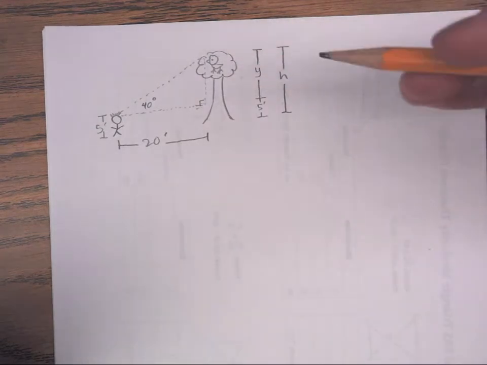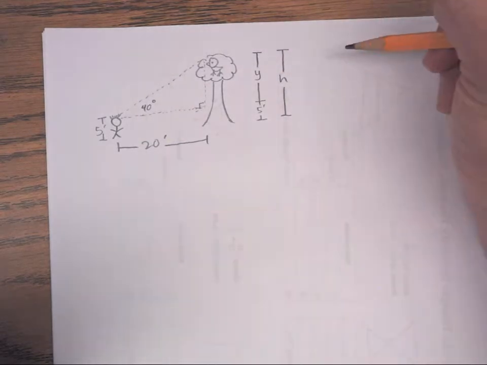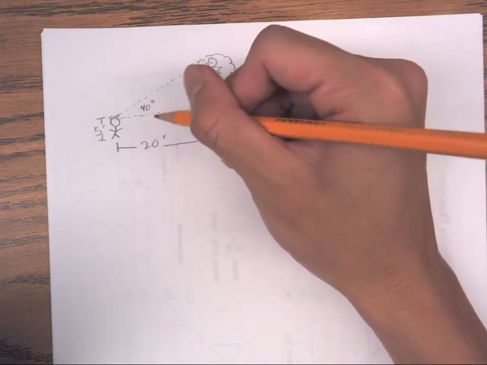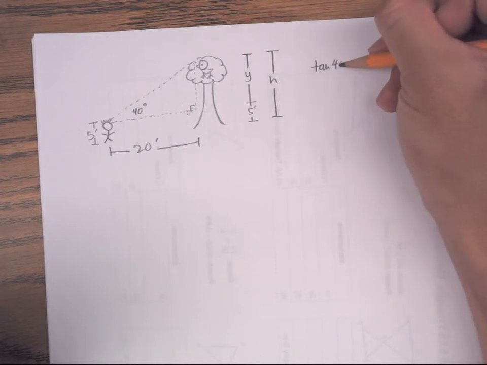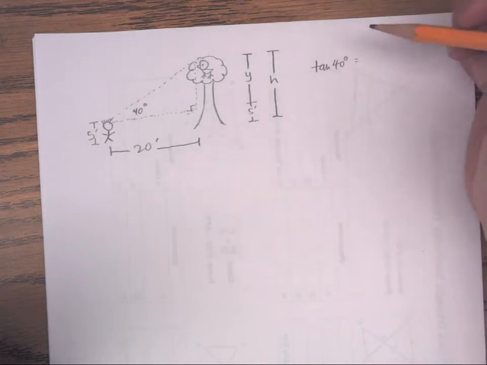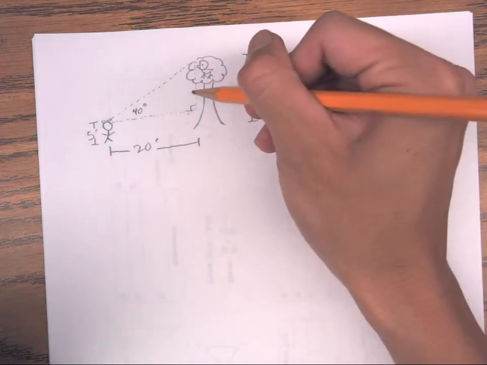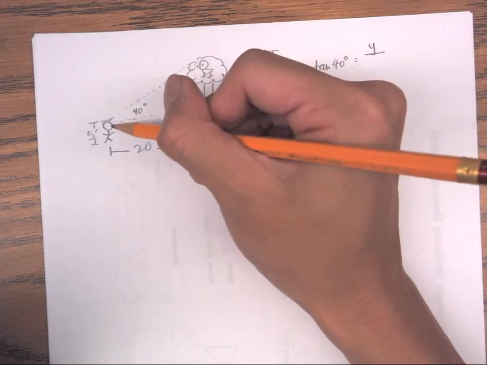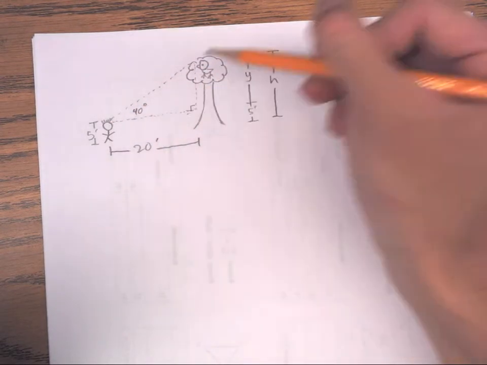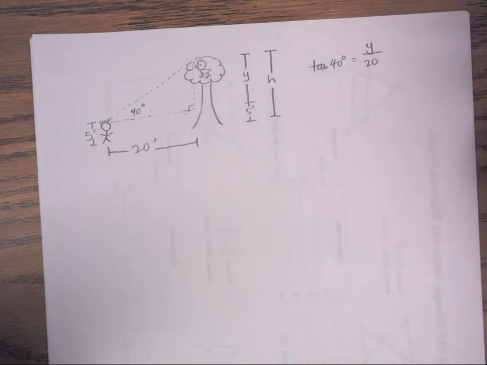Let's try to find an expression to solve for y. In this case, we have a 40-degree angle. So the tangent of 40 degrees is going to equal the side opposite the 40-degree angle, which is y, divided by the side adjacent, or next to, this 40-degree angle. That would be 20 feet.